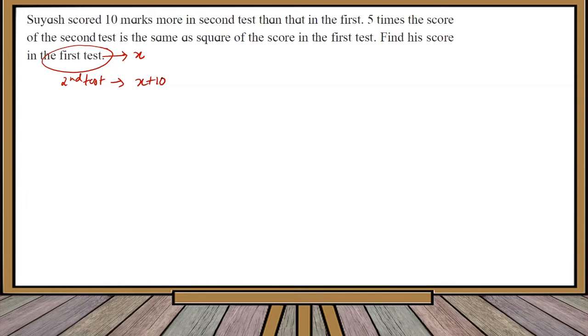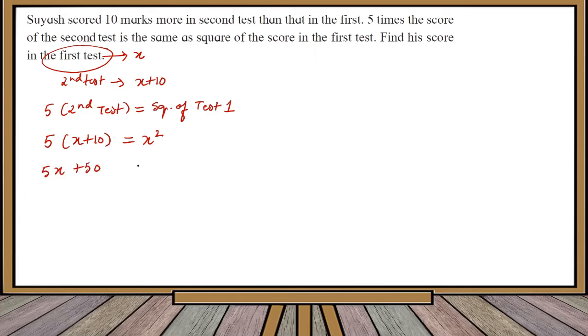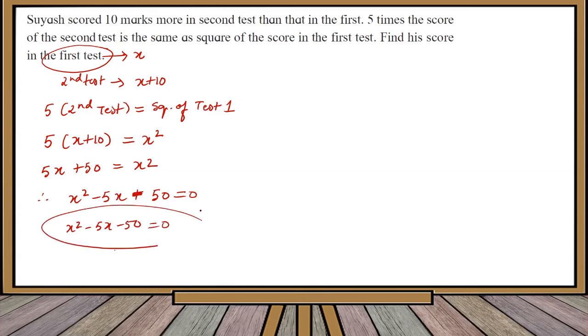5 times the score in the second test is the same as the square of the score in the first test. That means 5 times x plus 10 is equal to the square of x. So 5x plus 50 equals x squared. Hence the equation goes x squared minus 5x minus 50 equal to 0. X squared minus 5x minus 50 equal to 0. This is the required quadratic equation.